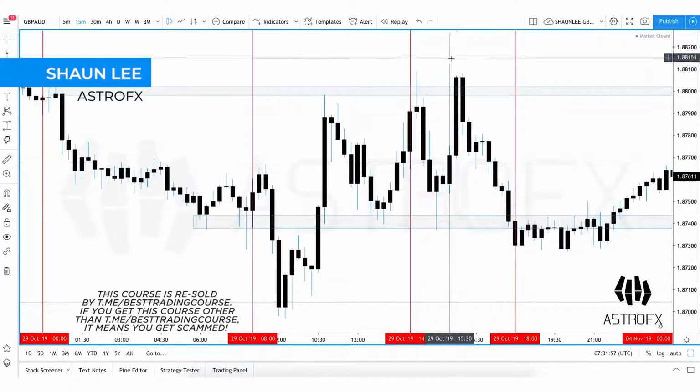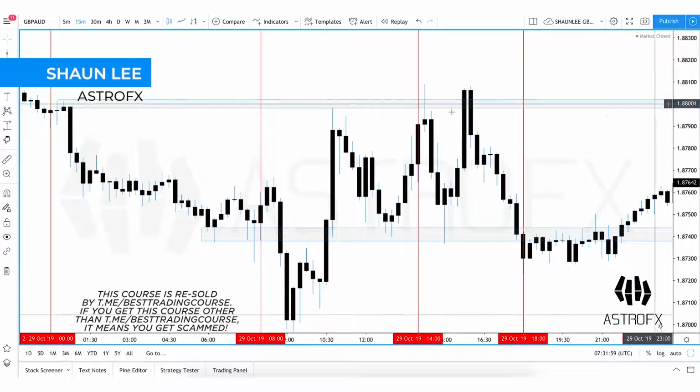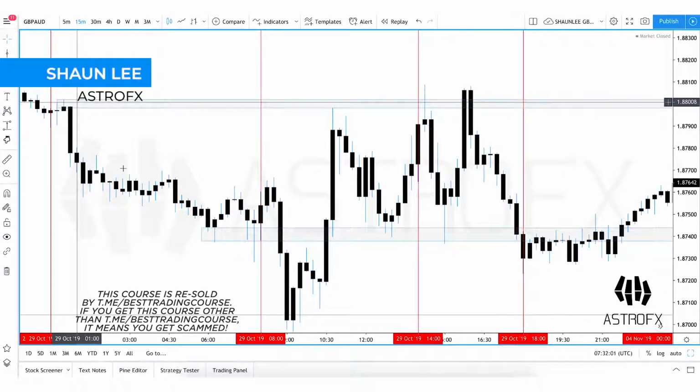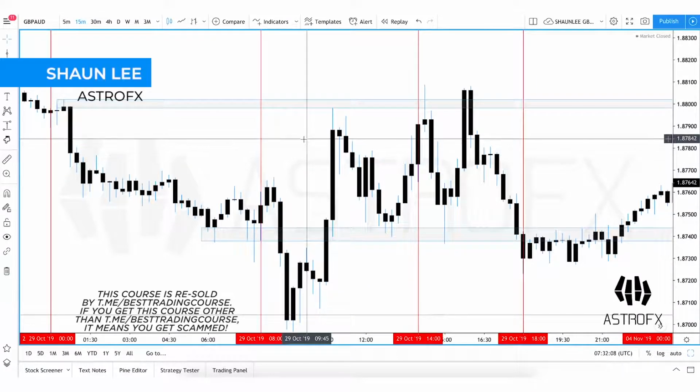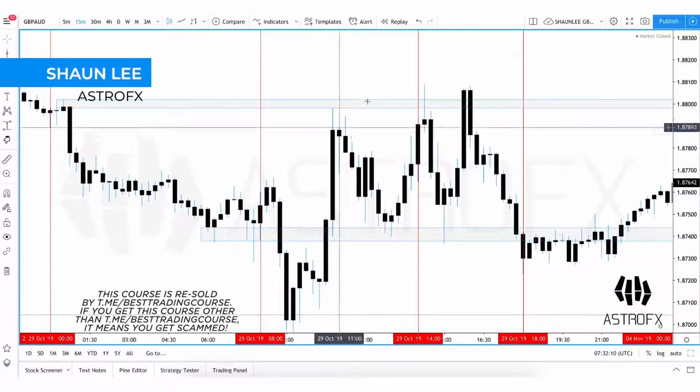Price boost. Straight into 1.88 right there. Respects Asia highs once more. And this is just a daily cycle of trap, trap, trap. But again, if you use the 15-minute time frame, 30-minute and eventually the 5-minute, you can catch all of these moves. Close above, close below.